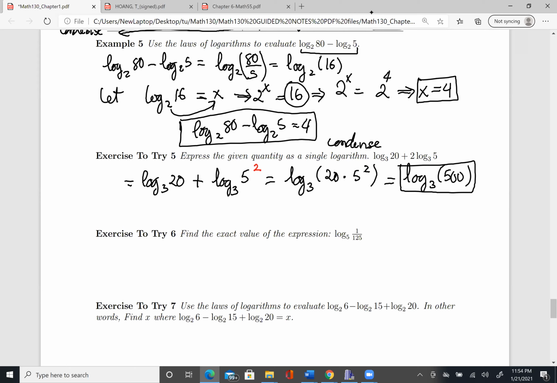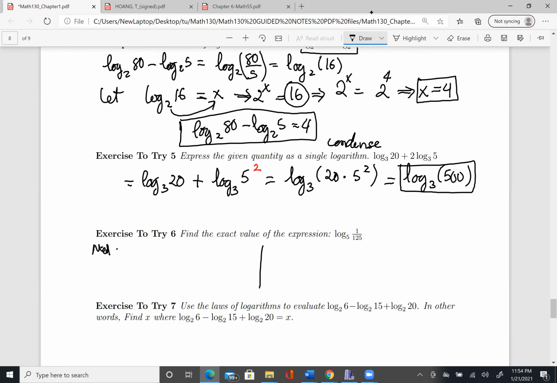Now exercise number 6 says to find the exact value of the expression log base 5 of 125. Okay. Again, there are so many ways to find the value of this. Maybe I'll show you 2 ways.